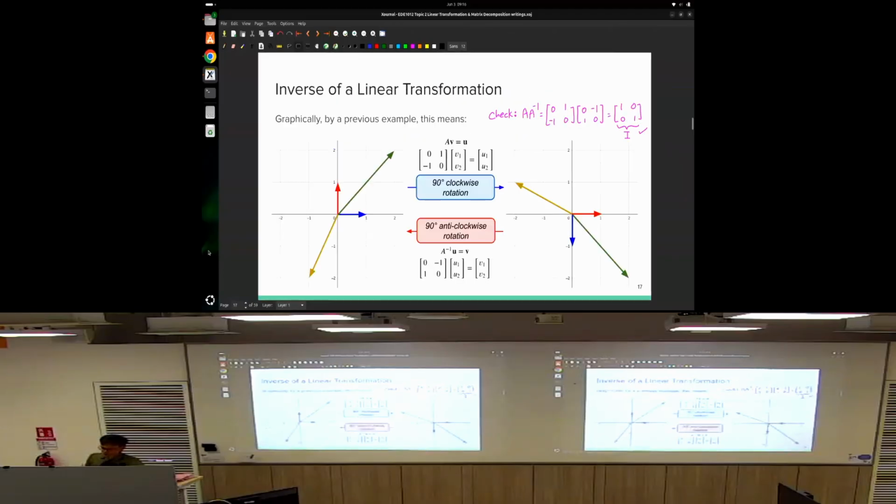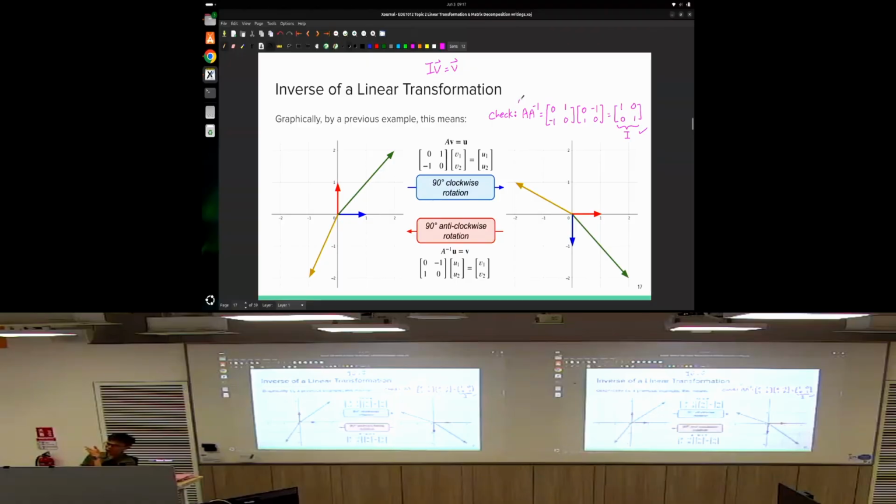So therefore, the inverse of a linear transformation graphically also makes total sense. Basically, what A inverse is trying to do is to undo matrix A, right? Because A times A inverse equals I, which means that I multiplied by any vector is not doing anything. If you take identity I times any vector, it equals the vector itself, right? So I is like a useless matrix. It's not doing anything.